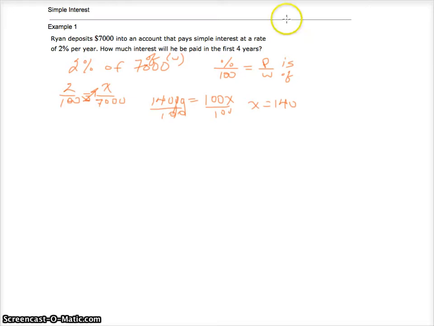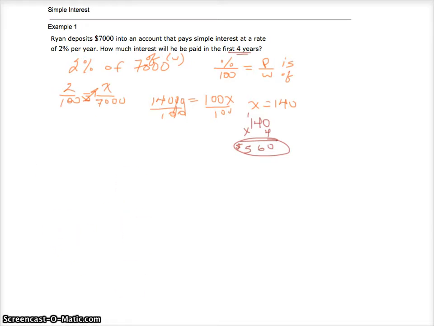Now this is just the amount of simple interest accrued in just 1 year. The question asks, how much will be paid in the first 4 years? Well, if it's 140 for 1 year, then for 2 years it's going to be 280 because it's times 2. For 3 years, so on and so forth. So to find out for 4 years, we're going to do 140 times 4. 4 times 4 is 16. 4 times 1 plus 5 is 560. So it's going to be $560.